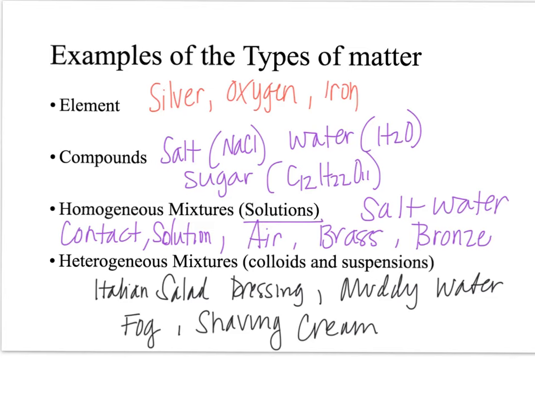And of course, the heterogeneous mixtures have a non-uniform composition, meaning they look different. You can visibly distinguish their parts. And so there are some examples there as well. And then, of course, fog and shaving cream would be the colloid part.